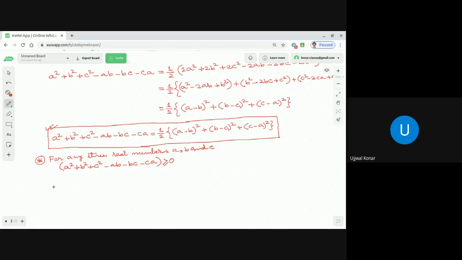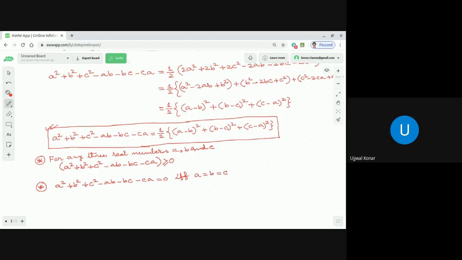So from here what we can conclude is that A square plus B square plus C square minus AB minus BC minus CA will be equal to 0. Then, instead of putting different variables, you can put A or B or C also, right? A is equal to B equal to C. That means if you replace B by A and C by A, you will get 0.